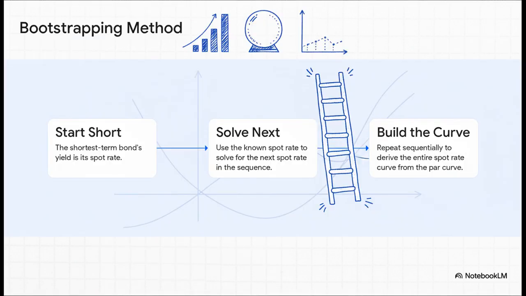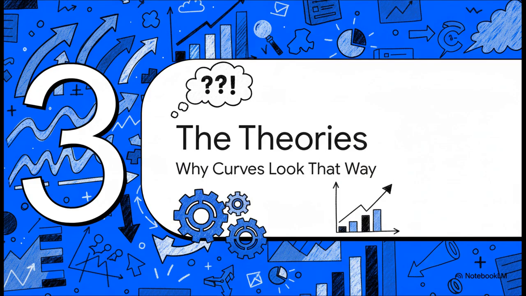We do it with this really clever process called bootstrapping. You start with the easiest one, the shortest-term bond, where its yield pretty much is the spot rate. Then you use that known rate as a building block to figure out the next spot rate in line. You just keep repeating the process, climbing up the ladder one rung at a time until you've built out the entire curve.